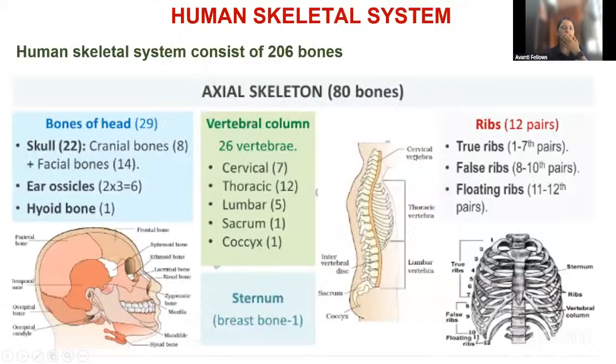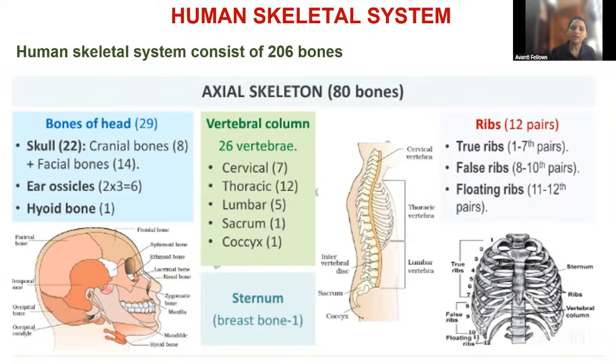Okay, let us talk about the human skeletal system. Just imagine, guys, when you're sleeping, someone comes and steals your skeletal system. What will happen, guys? All the organs in the body are kept in their position by the skeletal system. Yes or no?